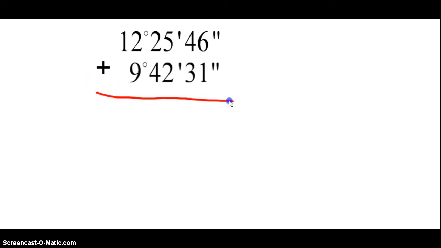So I'm just going to put my little equals bar, and I'm going to be adding down each of the units. Not crossing over yet or simplifying or carrying or anything. Just simply add each column. So 46 seconds plus 31 seconds is going to get us 77 seconds. And then 25 minutes plus 42 minutes is 67 minutes. And 12 degrees plus 9 degrees is 21 degrees.